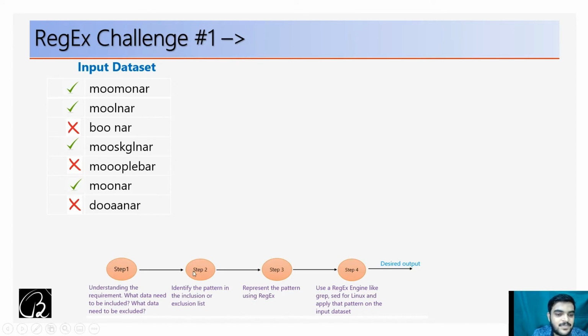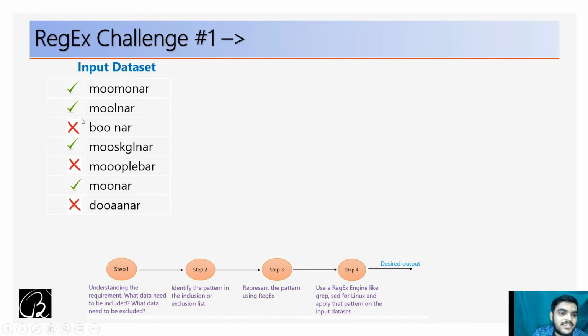Now let's look at step 2. Now let's identify a pattern from this input dataset. Okay, so observe it very carefully. You can see that the strings having a green tick on the left start with mo, right? And the strings having a green tick on the left end with nar. Here also nar, here also nar, nar and nar, right? Okay, so up to this it is very clear to everyone, right?